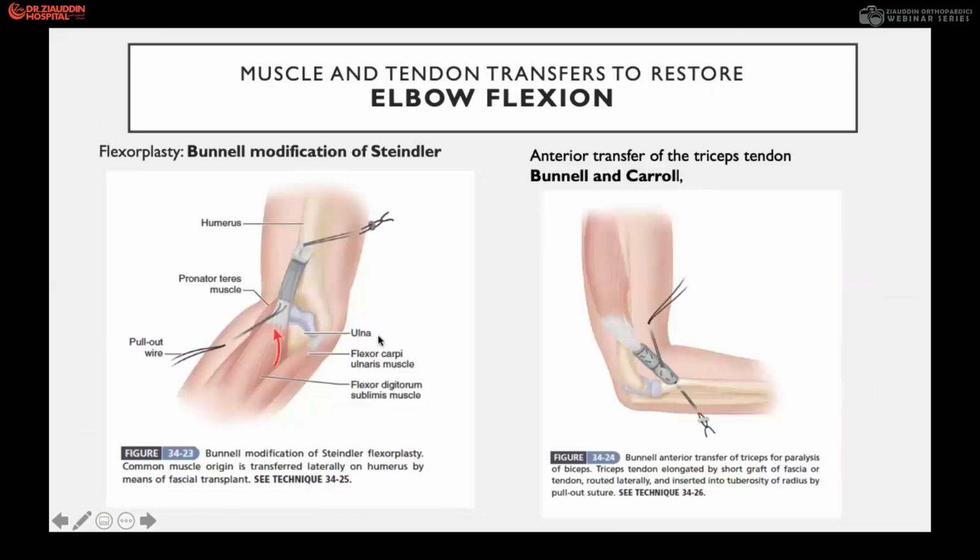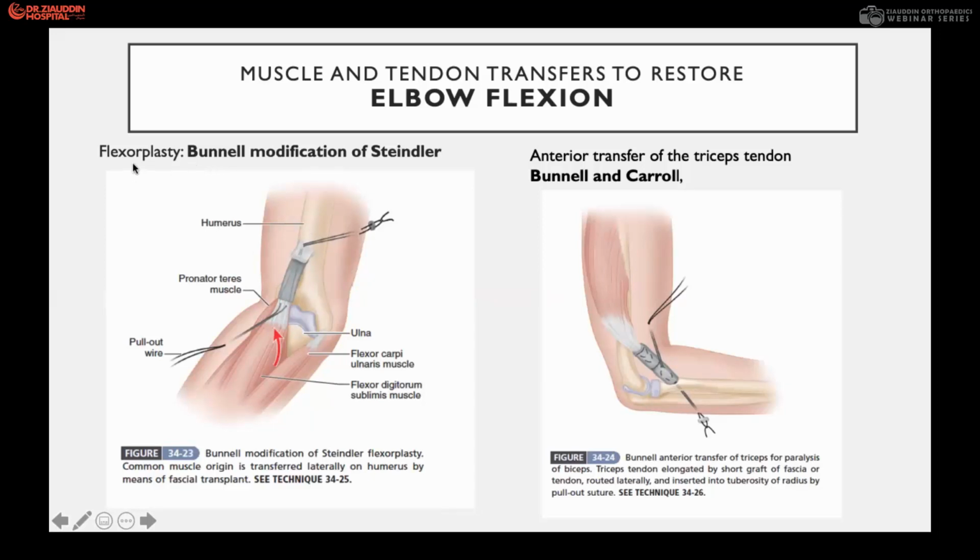This is the flexorplasty by Steindler's method. The common origin of the flexors is detached from the medial epicondyle and the medial condyle. With the graft, it is extended and the transmuscular tendon insertion attachment is done in the supra-acetabular area in the anterior shoulder, the anterior humerus. That is called Steindler's process, and because of this modification it is called Bunnell's modification.